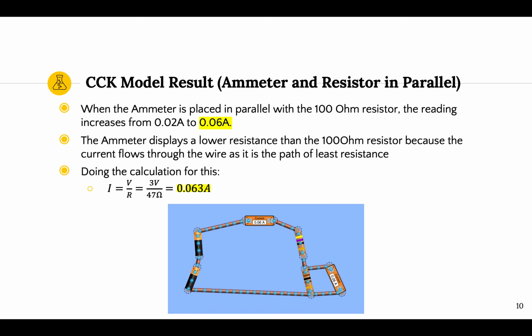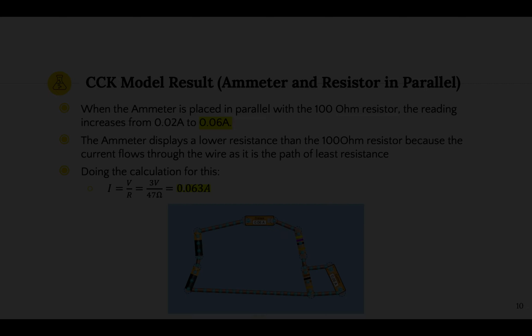Here's the CCK model result for the ammeter and resistor in parallel. When the ammeter is placed in parallel with the 100 ohm resistor, the reading increases from 0.02 ampere to 0.06 ampere. The ammeter displays a lower resistance than the 100 ohm resistor because the current flows through the wire as it is the path of least resistance. And doing the calculation for this, 3 volts over 47 ohms yields 0.063 ampere.